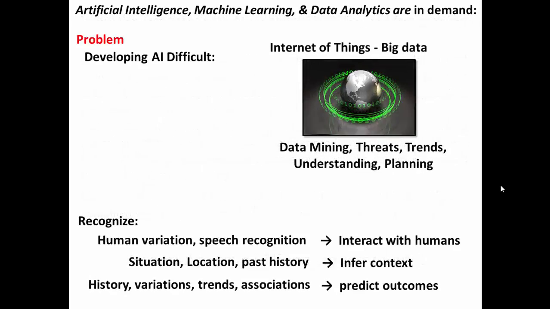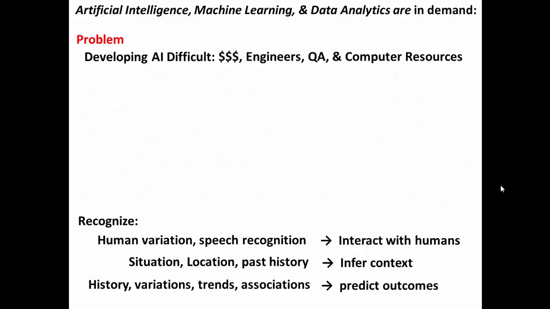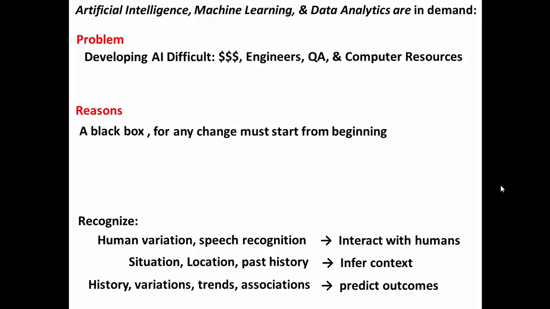However, developing AI is difficult. It's not like regular programming. It requires a lot of resources, guesswork, engineers, quality assurance, and computer resources. And the reason is that the AI is a black box. Once you train it, you don't know exactly what it's going to do. Moreover, if you want to modify and update it, you must retrain it from the beginning. And all this is very computational and time intensive. It can take hours, weeks, months, depending on the size of the data set.